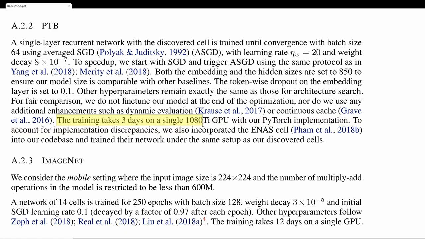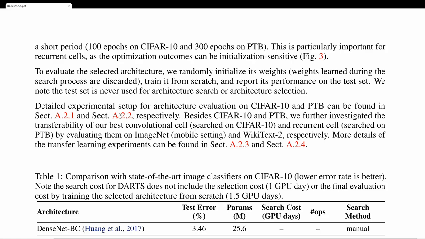To account for implementation discrepancies, we also incorporate the ENAS cell into our code base and train the network under the same setup as our discovered cells. Besides CIFAR 10 and PTB, we further investigate the transferability of our best convolutional cell searched on CIFAR 10 and recurrent cell searched on PTB by evaluating them on ImageNet, mobile setting, and Wikitext 2, respectively. More details of the transfer learning experiments can be found in sections 8.2.3 and 8.2.4.